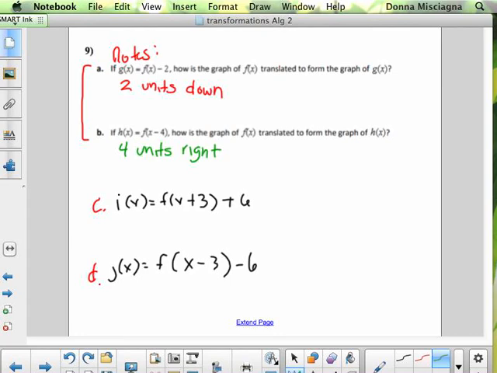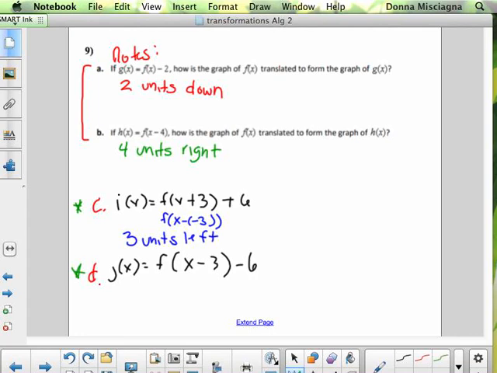All right, so now those two are in your notes, but add these two as well. You just have to write the equation. And then we're doing the same thing. So I of x is equal to f of x plus 3 plus 6. So how is the graph translated? The plus 3, remember this is really f of x minus a negative 3. All right, that is 3 units left.